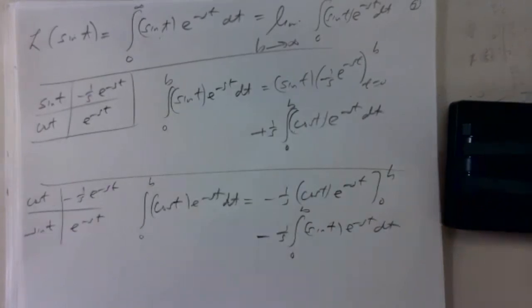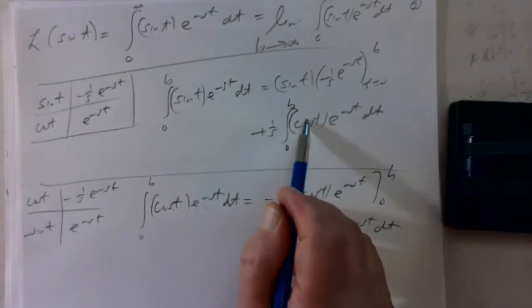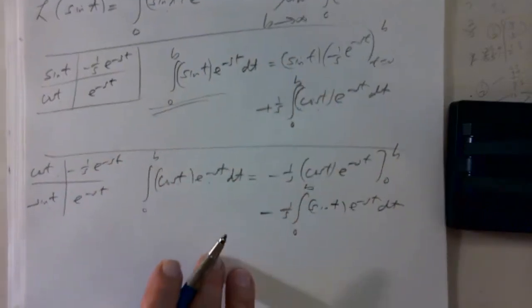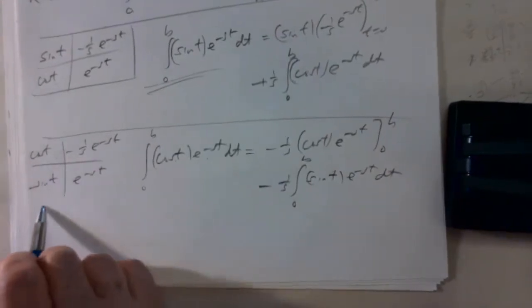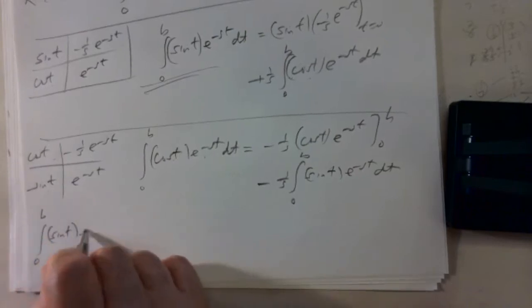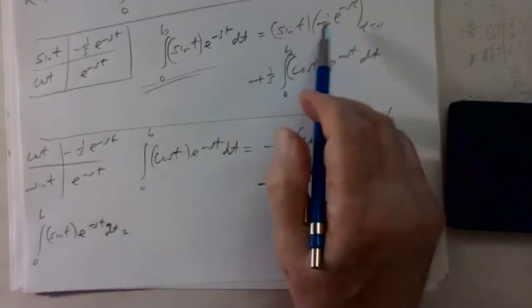All right, well, all it is is first year calculus, so we just keep going. I take this expression for the integral of cosine times the exponential and plug it in here. So what I get is the integral from 0 to b of sine t e to the minus st dt is equal to this.